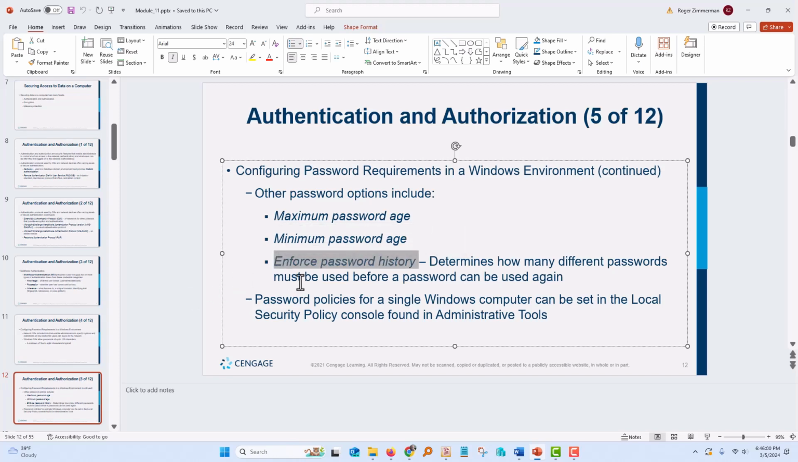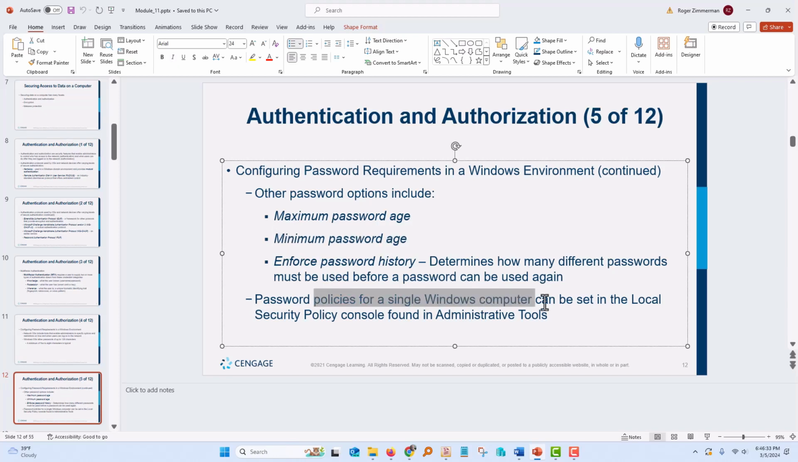Let's say that I require you to change your password 5 times before you can reuse the same password. Well, if I don't have a minimum password age, all you have to do is change your password 5 times and then change it back to your original one so that you're always using the same password. So we have a minimum password age to force you to use it for a certain period of time before you can change it again.